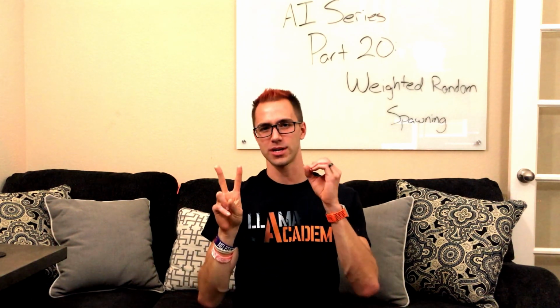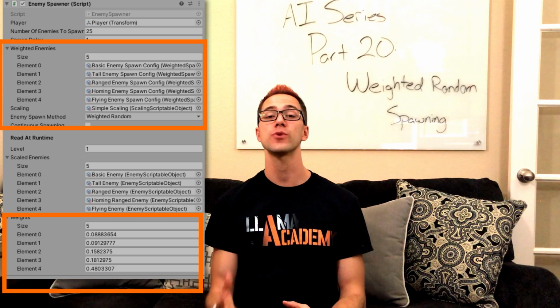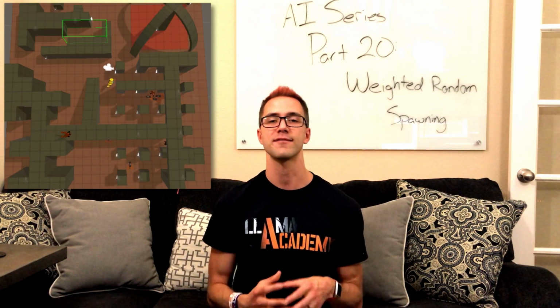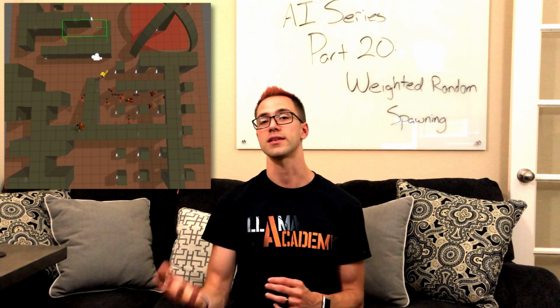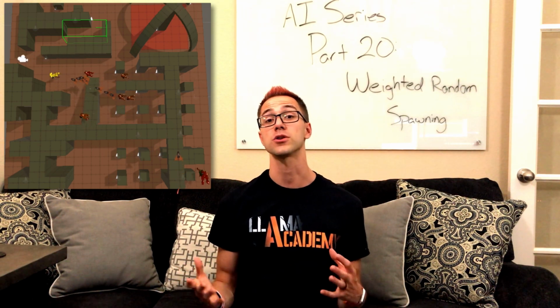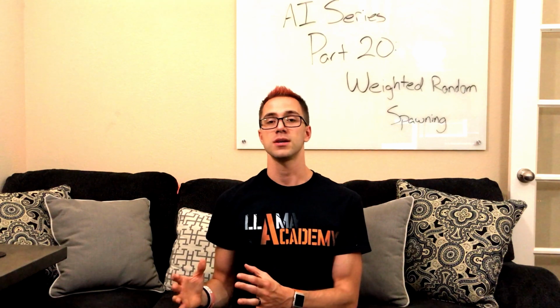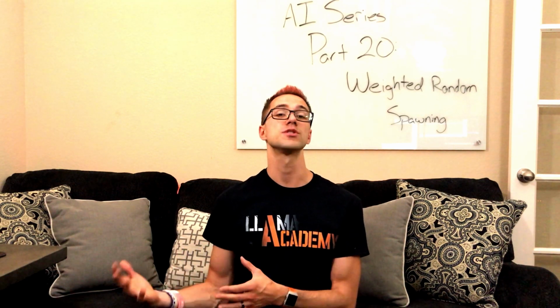Today's part 20 of the AI series where we're talking about weighted random enemy spawning. What that means is we're going to have some enemies that will have a higher likelihood of spawning than others while still keeping a random spawn order, so we can't predict which enemy will spawn next. But we can say that this particular enemy has a much higher chance of spawning next.